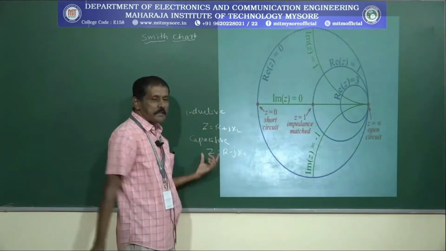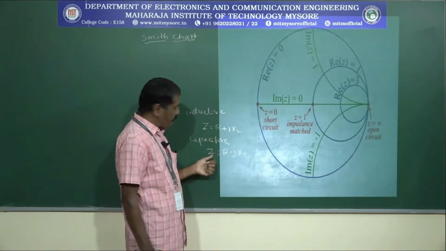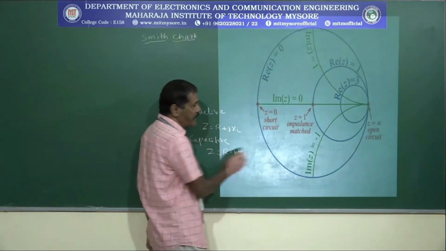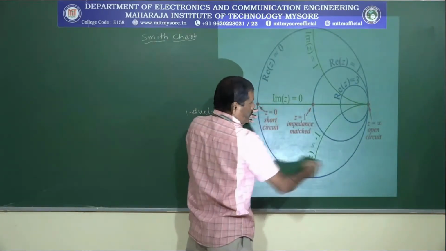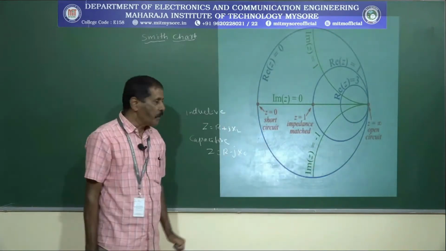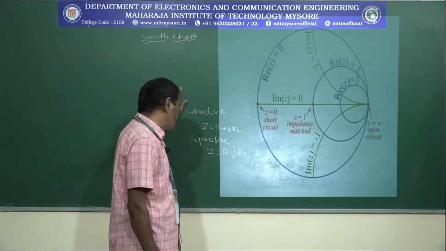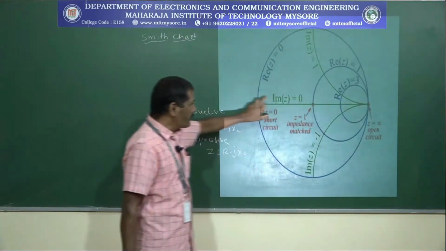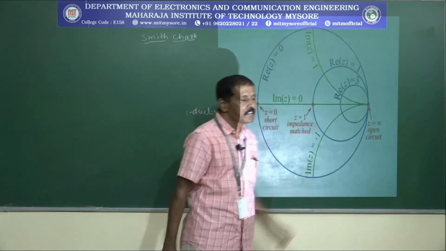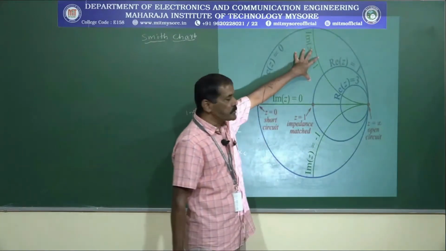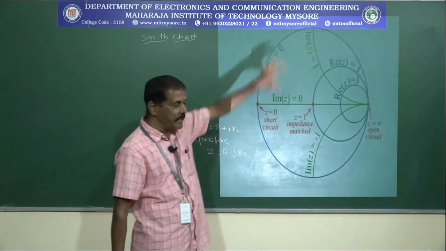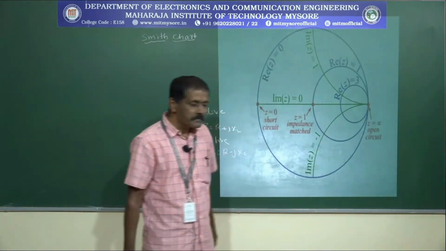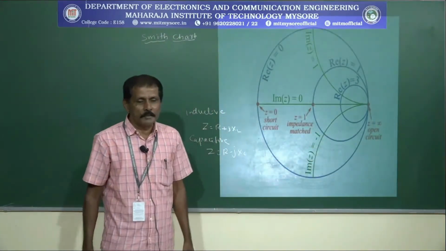And if it is of capacitive reactance type, then impedance Z is equal to R minus jXC. Here you have the negative sign, and therefore we count the lower part. So whenever the impedance is given, the resistive component we take on this horizontal axis, and if it is inductive, we concentrate on the upper part of the Smith chart, and whenever it is capacitive, we concentrate on the lower part of the Smith chart.